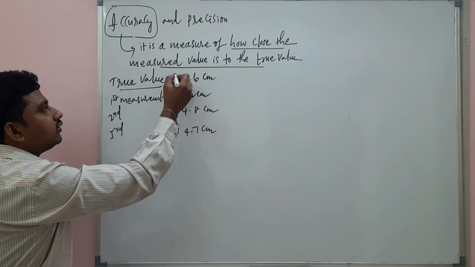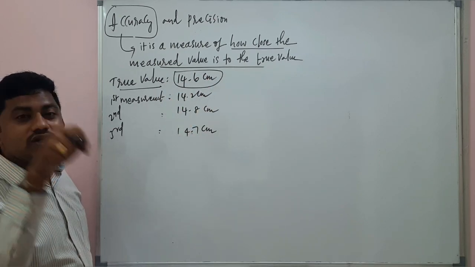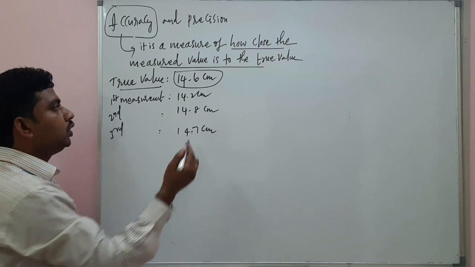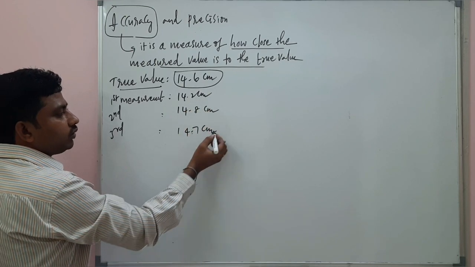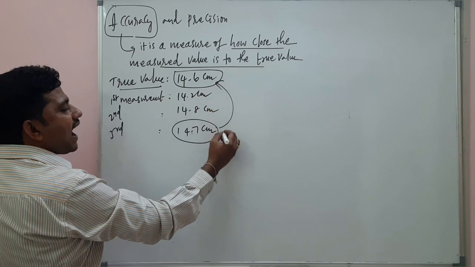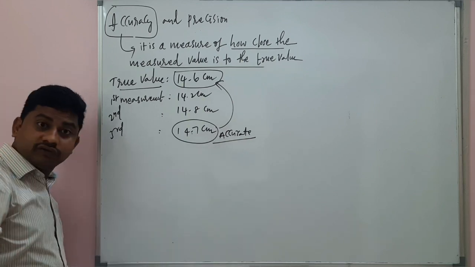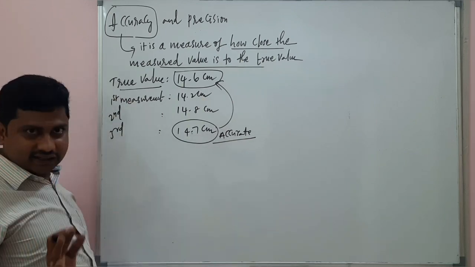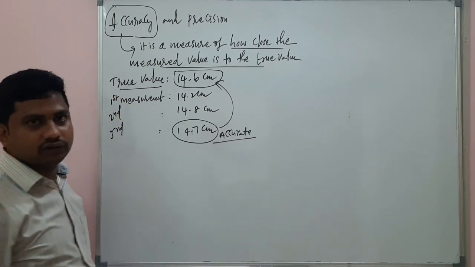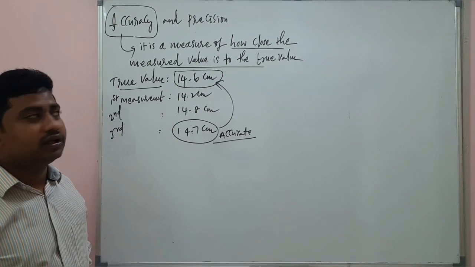What is the true value? 14.6, and find out which is closest to your true value: 14.2, 14.8 and 14.7. Yes, this 14.7 is accurate out of the given measurements. Understand? So this is the accurate value. The accuracy of this is more. Simple. Now the precision.